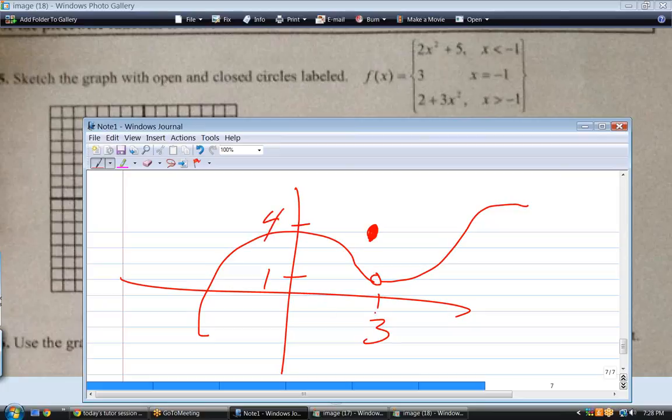As this function approaches 3 from the left, what is its limit? 1. As it approaches 3 from the right, what is its limit? 1. What is the limit at 3? 1.